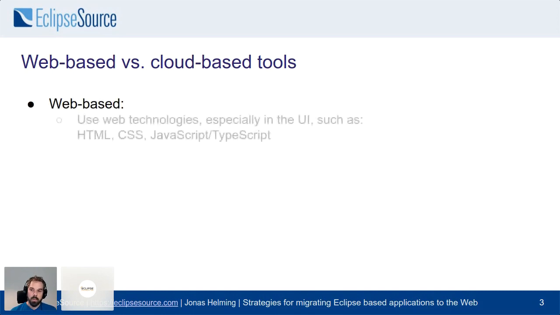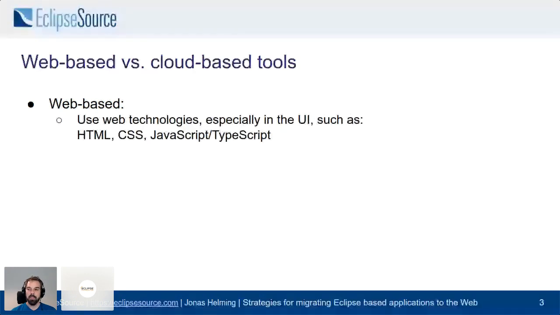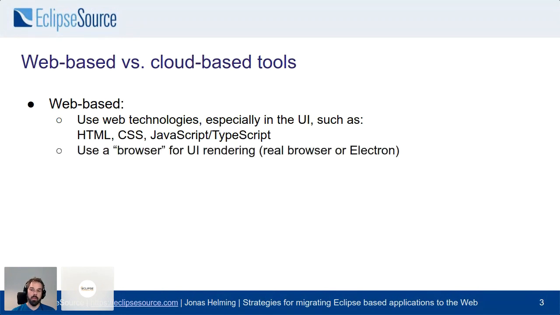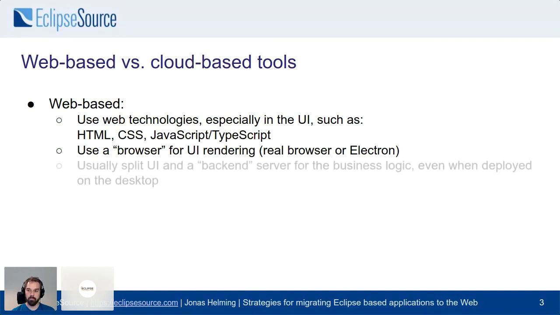Now, a web-based tool is a tool that uses web technologies, as the name implies, especially in the UI, such as HTML, CSS, TypeScript, and JavaScript. So essentially, at least the UI of a web-based tool is somehow implemented using these technologies. And then consequently, it uses a browser to render this UI. A browser can also mean Electron, for example. So it doesn't necessarily have to be something like Chrome or Firefox. More precise would be the browser engine that you actually need to render a web-based UI.